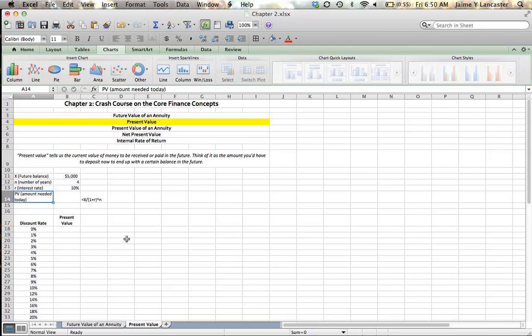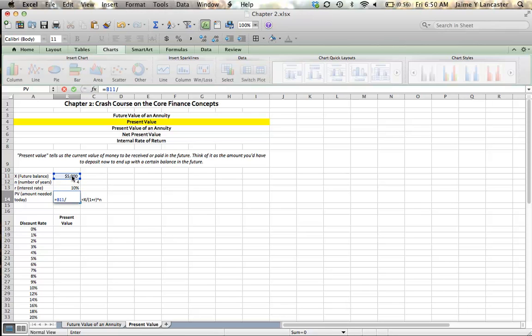So how much money would you need to put in the bank right now if you could earn 10% per year and you had 4 years to achieve $5,000? The formula for this is the inverse of the formula that you can use for future value. What we do is we take X, and instead of multiplying it by 1 plus the interest rate, we're going to divide by 1 plus the interest rate. And we're going to use the number of years as the exponent. And that allows it to show the effects of compounding.